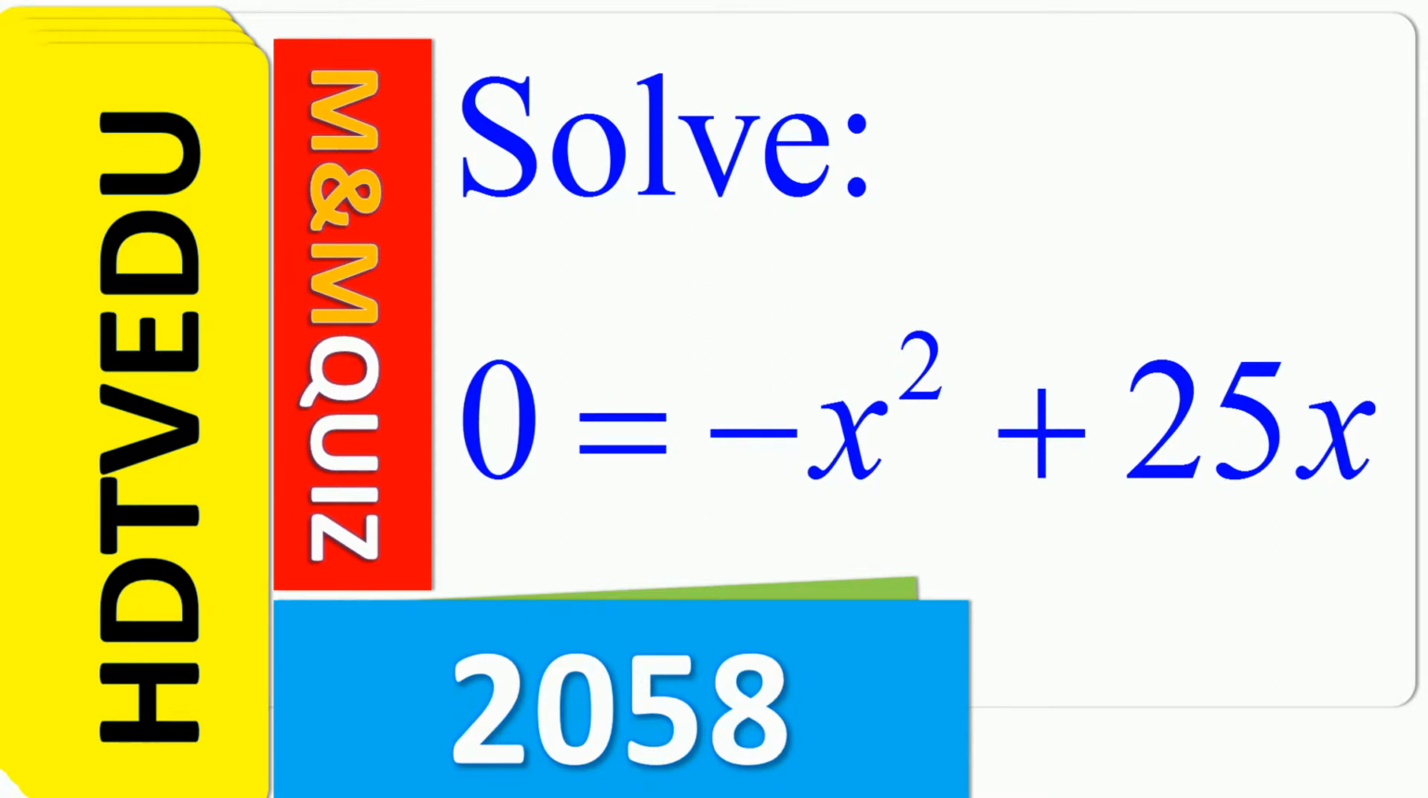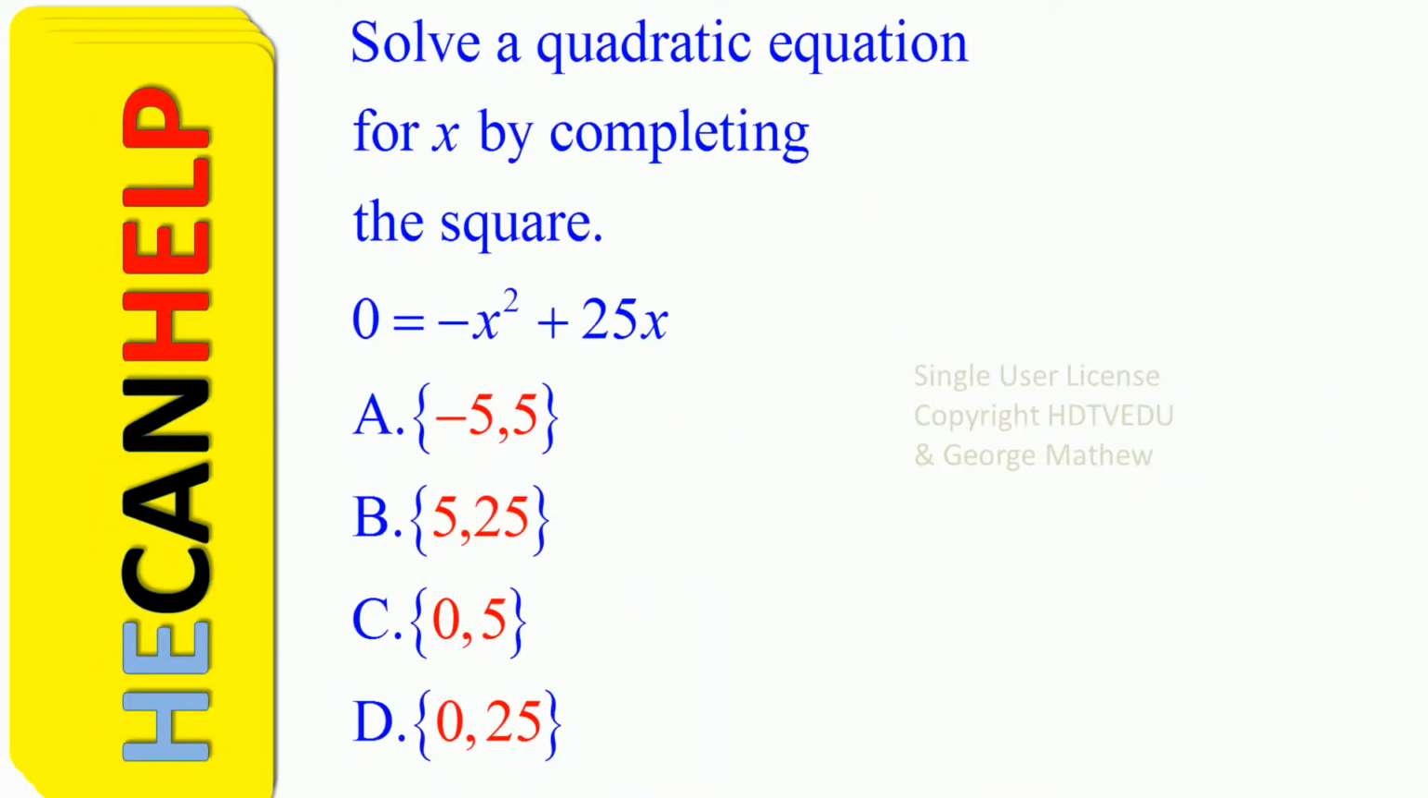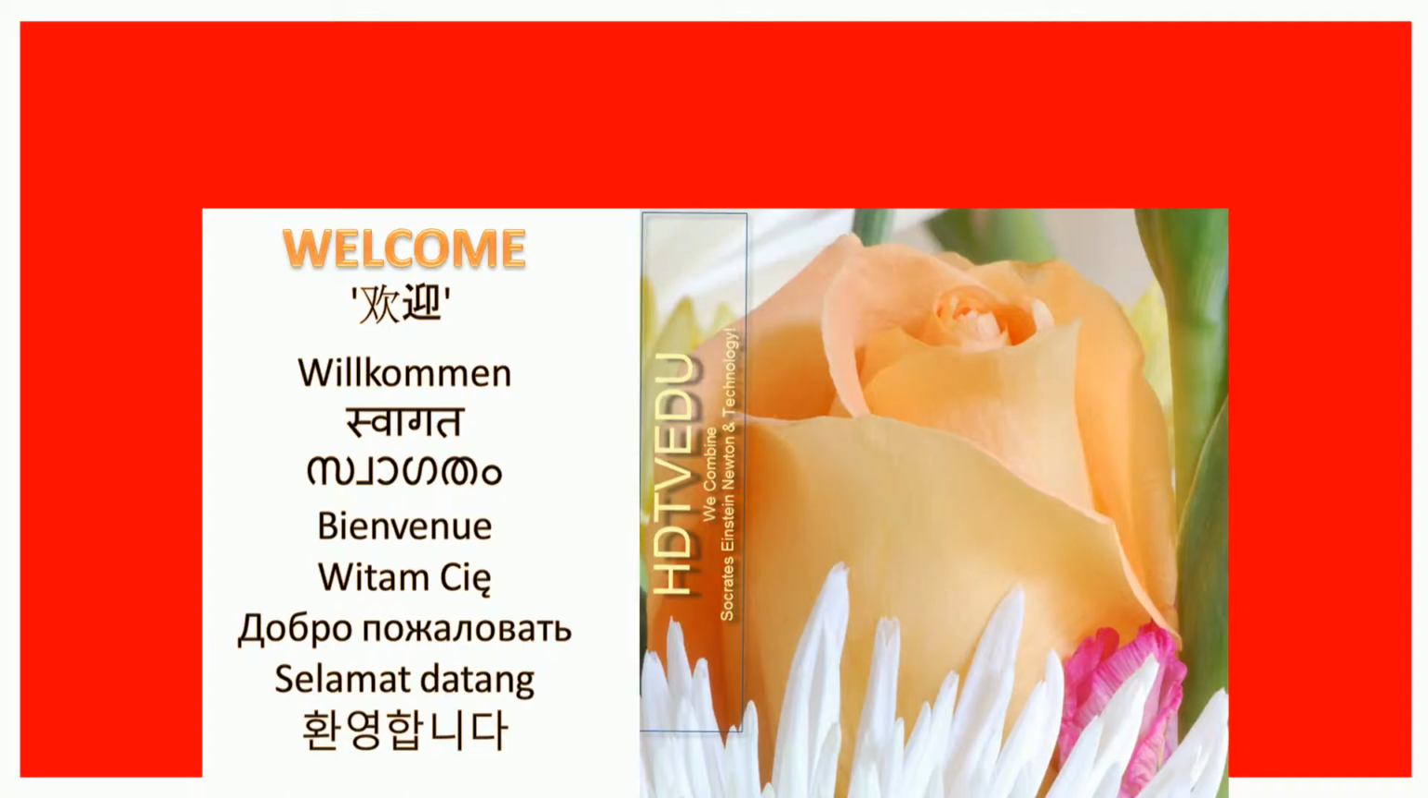M&M quiz 2058. Solve 0 equals negative x squared plus 25x. Solve a quadratic equation for x by completing the square. 0 equals negative x squared plus 25x. Is it A or is it B? Or is it C? Or is it D?